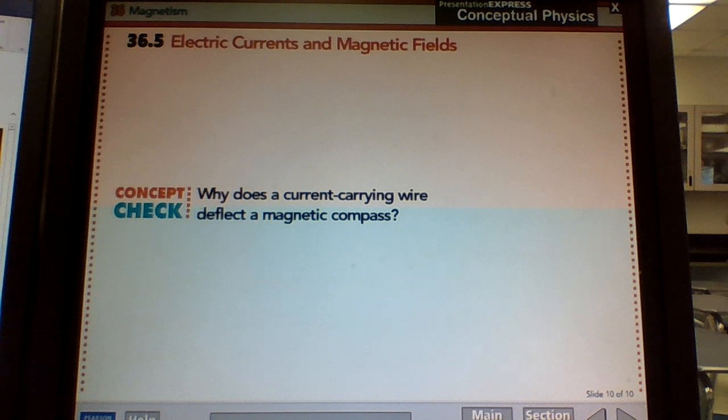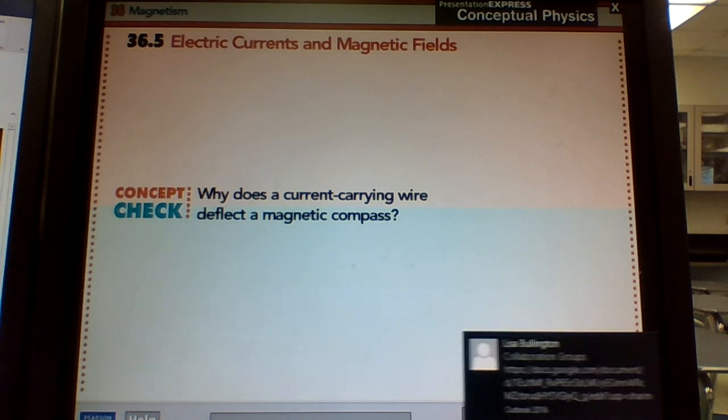Why does a current carrying wire deflect a magnetic compass? Well, it is because the magnetic compass is being entered into a magnetic field generated by that current carrying wire.